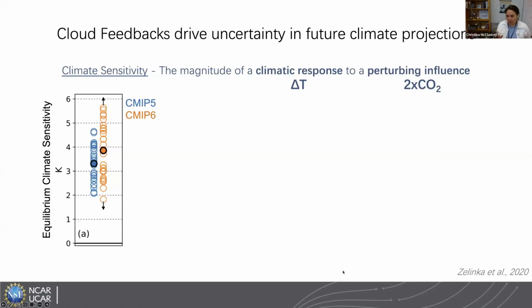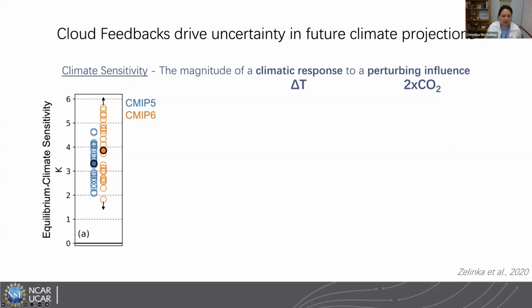I just want to again motivate this by highlighting cloud feedbacks and how sensitive our climate system is to changes in aerosol, or perhaps not. We're still investigating that. So in this case, I'm going to show some results from Zelinka that looked at the climate sensitivity of these different coupled models. So CMIP is the Coupled Model Intercomparison Project. CMIP5 and CMIP6 are two different versions of that project.